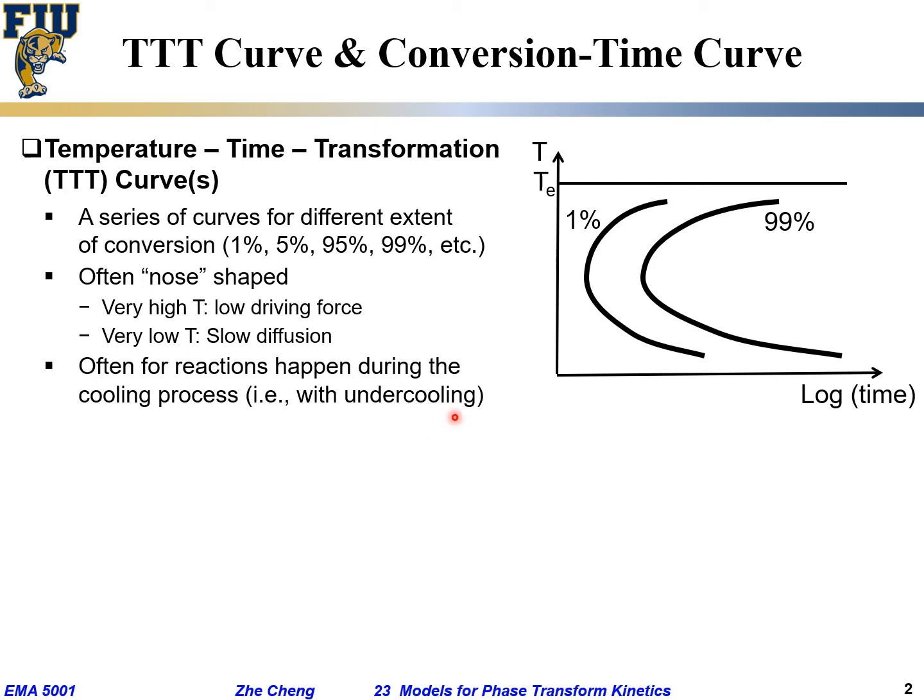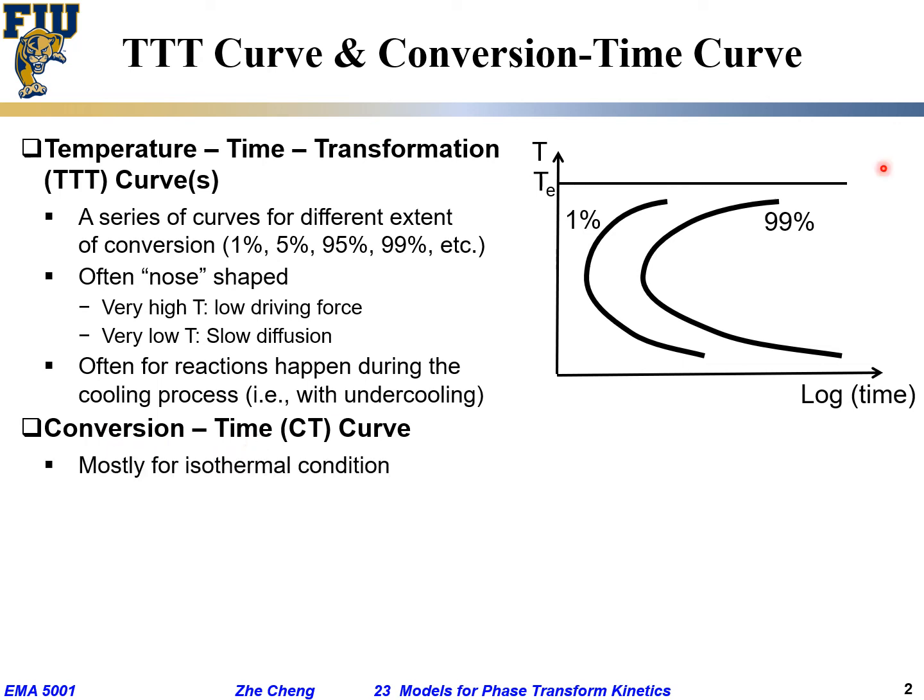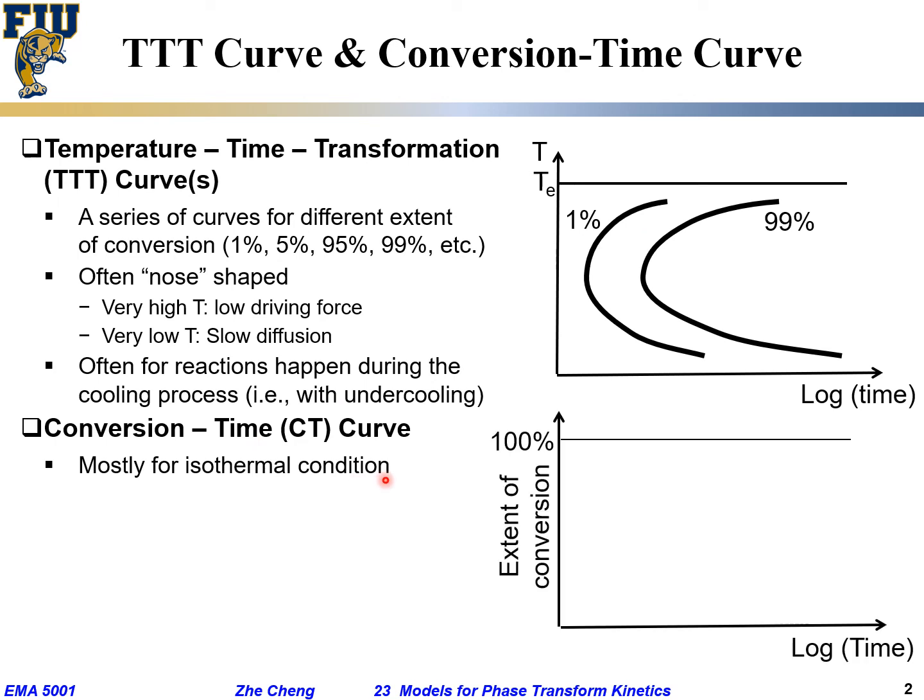The other type of kinetic curve that you may often come across is the so-called conversion time curve, or CT curve. C for conversion, T for time. In this curve, you mostly get them for isothermal conditions. Here we show the vertical axis as conversion, or extent of conversion, extent of transformation, and the horizontal axis is for time, also often in log scale, but it can also be in linear scale.